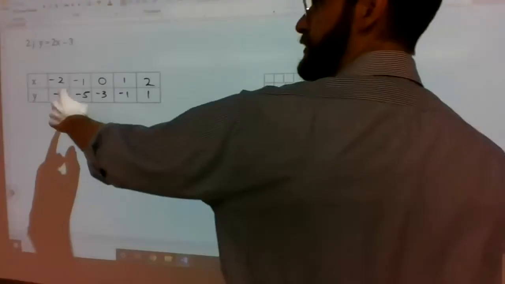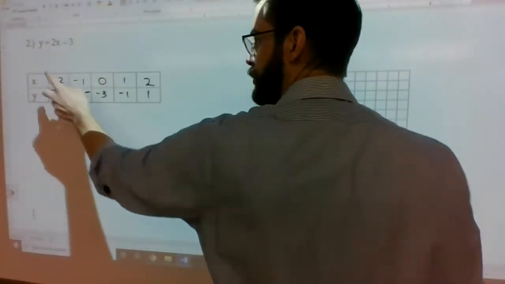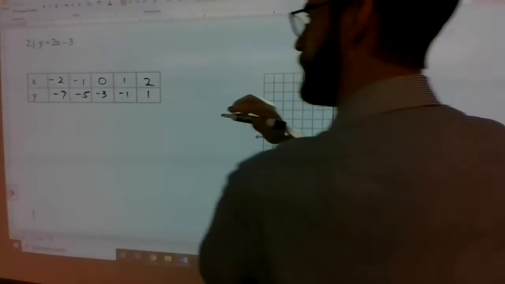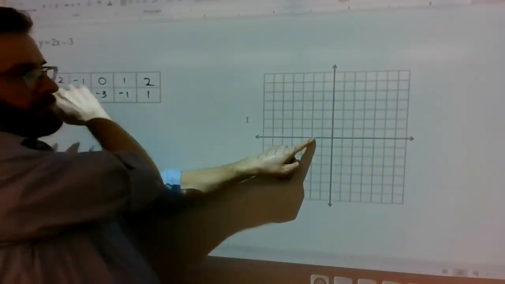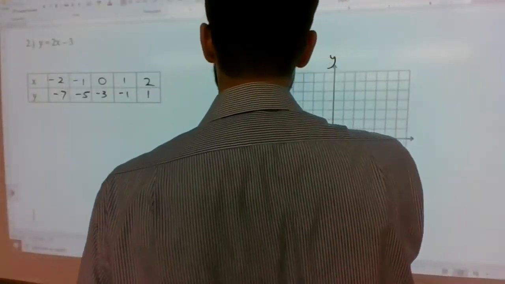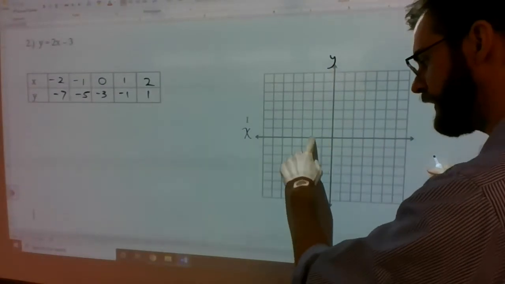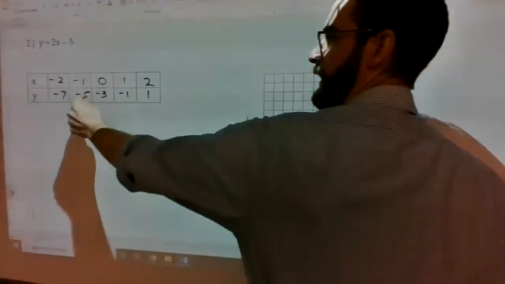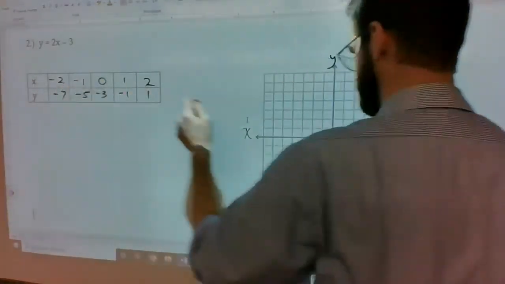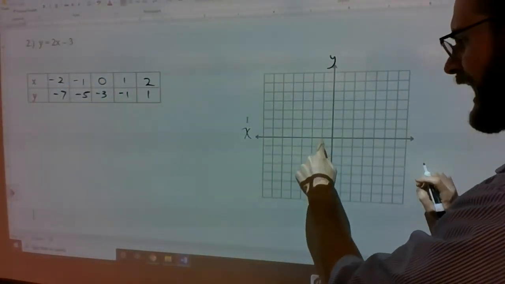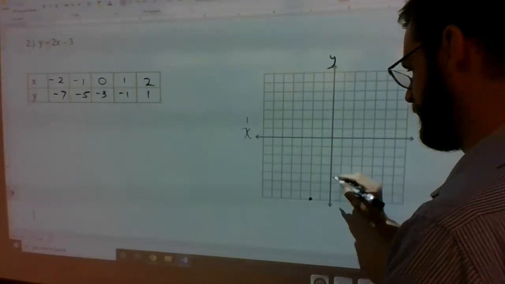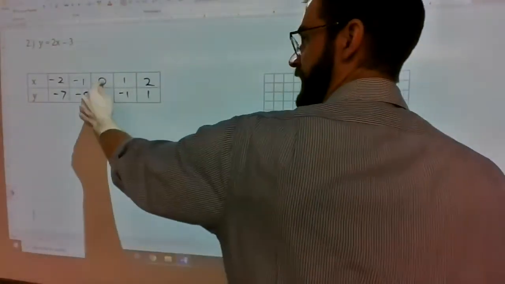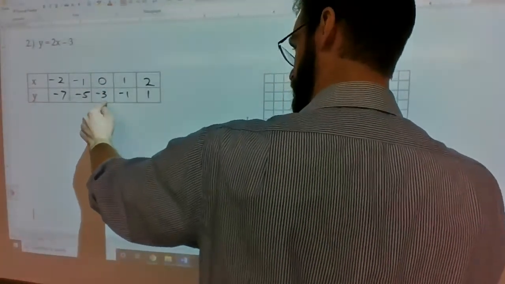If I'm plotting these points, it's going to be left 2, down 7. So here's my y-axis, here's my x-axis. Left 2, down all the way to -7. Left 1, down 1, 2, 3, 4, 5. And then 0, -3.